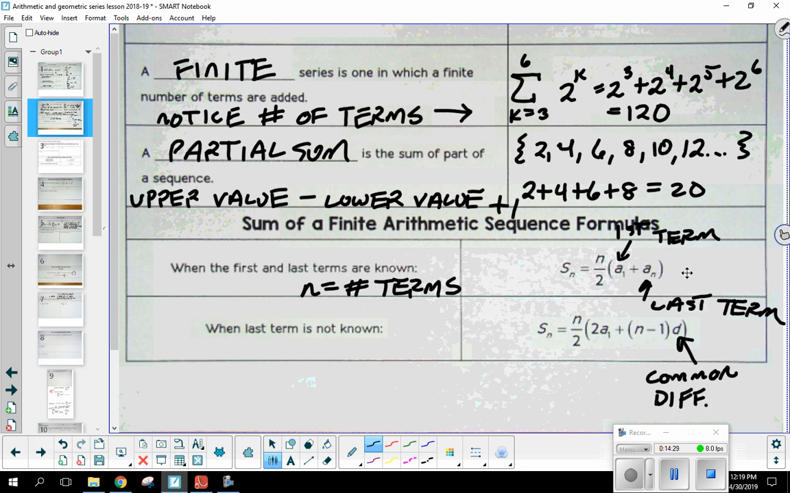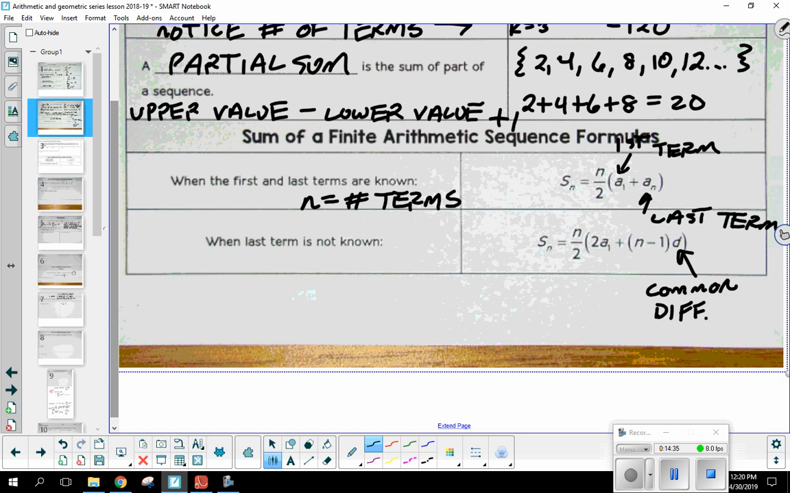Okay, there you go. Now, there is one other thing we're going to change as we go along. And you're going to notice this. When you see S sub n, that's a partial sum. Let me go ahead and write this right here. That's going to be a partial sum.